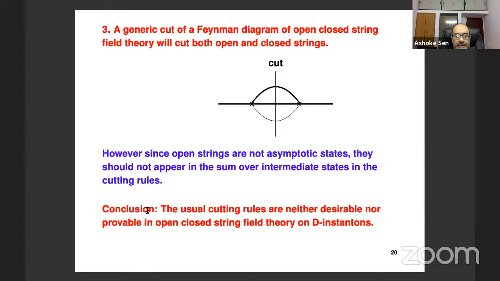So the conclusion is that the usual cutting rules are neither desirable because of this problem, nor are they provable because of the two earlier problems that I mentioned, in the open-closed string field theory on D-instantons. So you have to do something different.